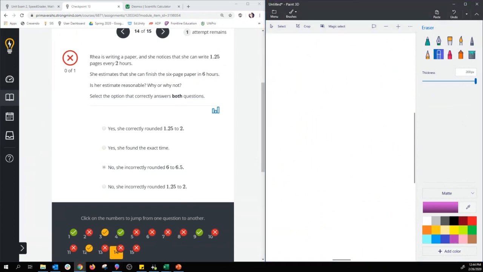Let me double check this one because the answer choices I'm reading, I don't agree with the reasoning. Interesting. So no, she's not correct because if you think about it, she's writing more than 1 page every 2 hours, right? So after 4 hours, she would write 2.5 pages. So it would take her longer than this 6. So she incorrectly rounded 1.25 to 2.